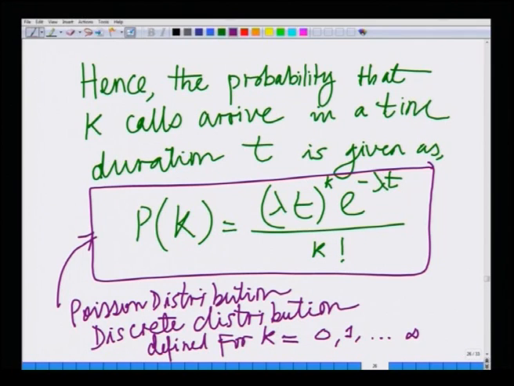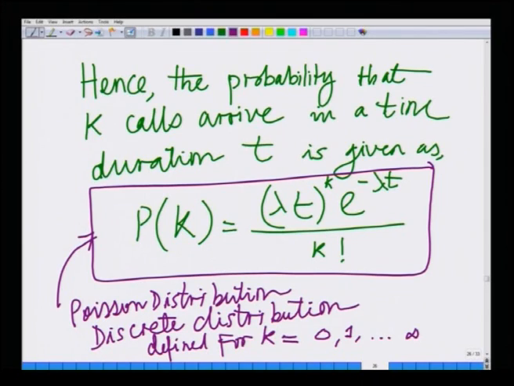All right. So, what we are doing is we are trying to characterize this call arrival process, which is a fundamental part of any wireless communication system or wireless cellular system, and we are saying this is the Poisson distribution, which is a discrete distribution defined for k equals 0, 1 up to infinity, and the probability that k calls arrive in this time interval t is nothing but lambda t to the power of k, e to the power of minus lambda t, divided by k factorial.